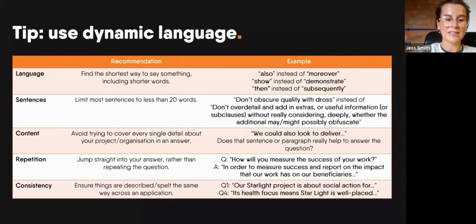The best way to do this is as direct and open as possible. With the content, avoid trying to cover every single detail about the project or organisation in an answer. If you have a word limit of 500 words, for example, and you have 3 really strong points and then 1 smaller point at the end, just to try and fill the words, try and avoid using that last example. You can use those words to strengthen the previous points you've used.